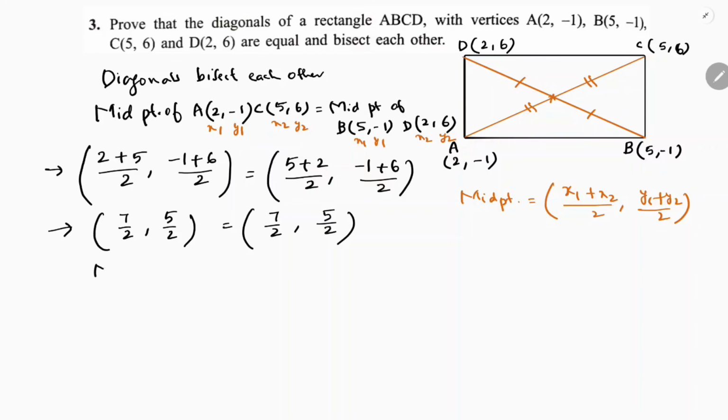So clearly the midpoint of AC equals the midpoint of BD. Therefore, we can conclude that diagonals bisect each other.